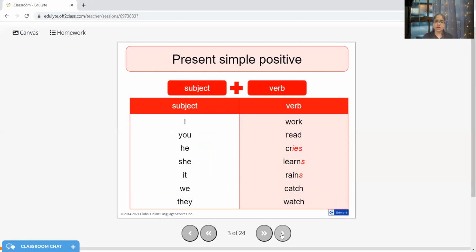So this chart, I'm sure, is very effective for you to understand. Like I work, you read, he cries. Please be careful with the spelling as well. C-R-I-E-S, that is the correct spelling. She learns, it rains, we catch, they watch. So as per the subject, the verb will change.